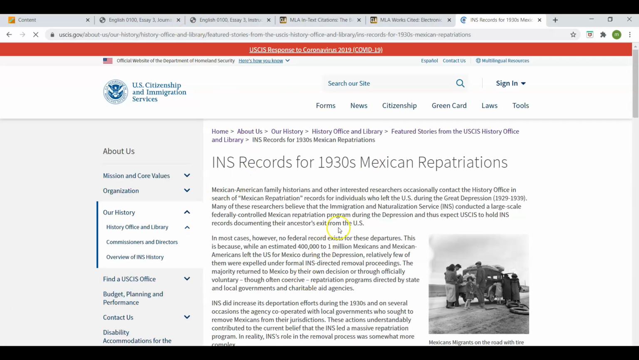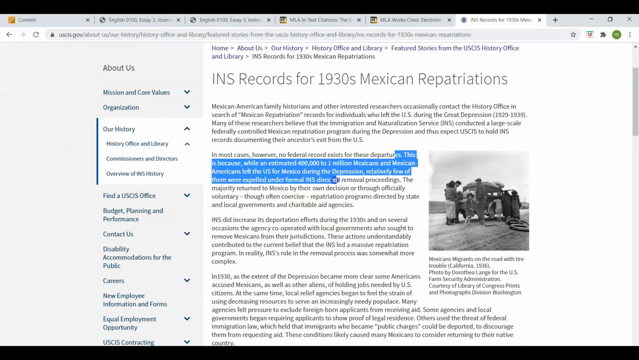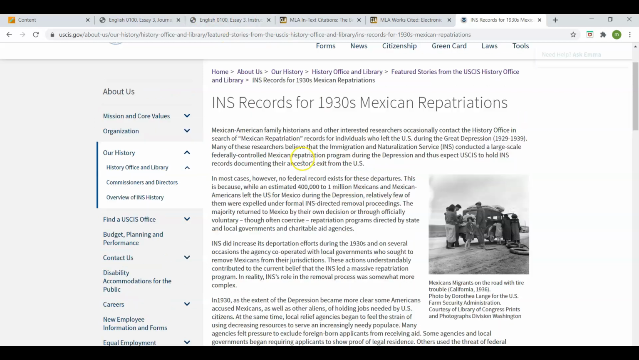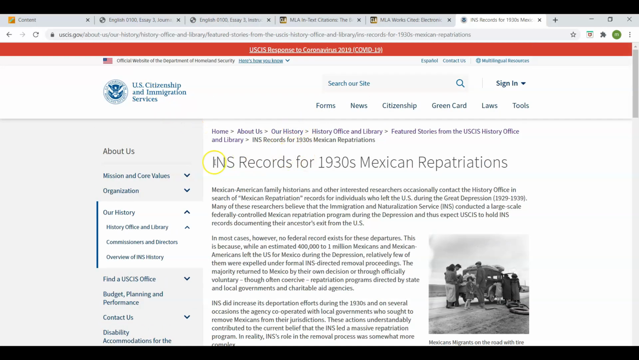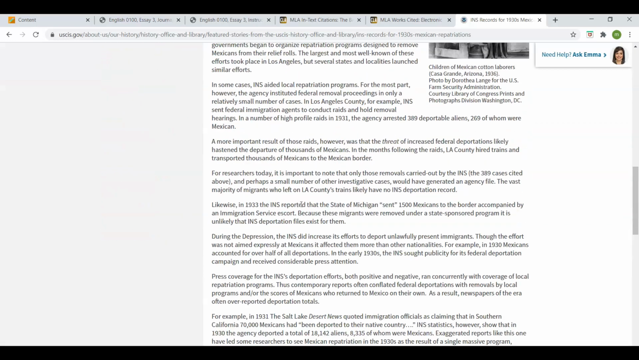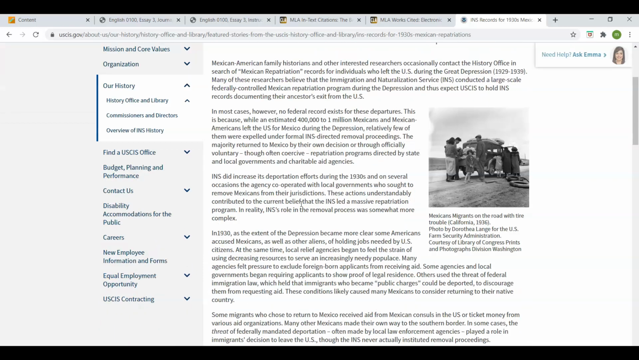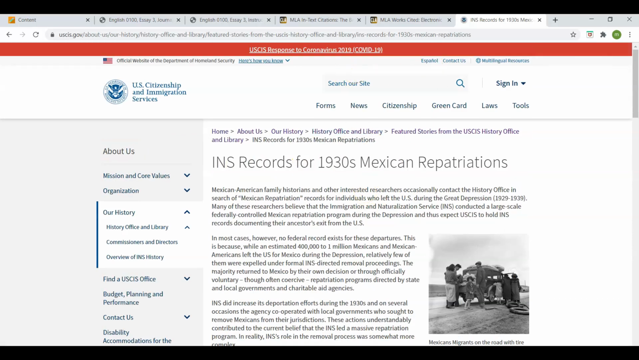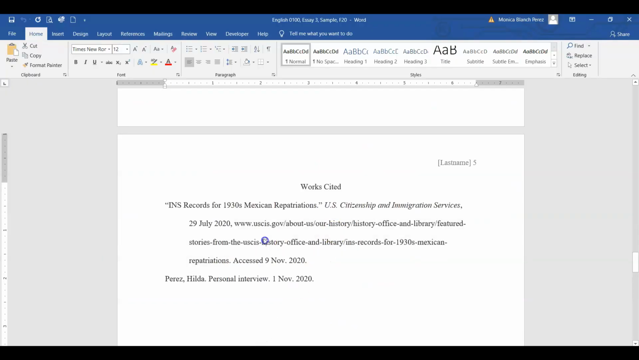Okay, so this is what I read, and I found a quote from around here, and I already explained this in Journal Assignment 12, okay? This is the title of the article. This is the website that it's found in, the U.S. Citizenship and Immigration Services website. And the author, it doesn't have an author. I'm sure somebody wrote it, but it doesn't have an author listed. It does have a date though, July 29th, 2020. This is the information that I used when I prepared my works cited page.